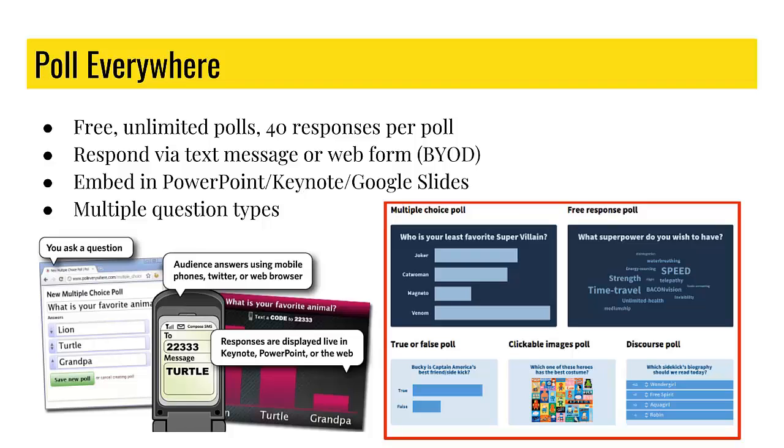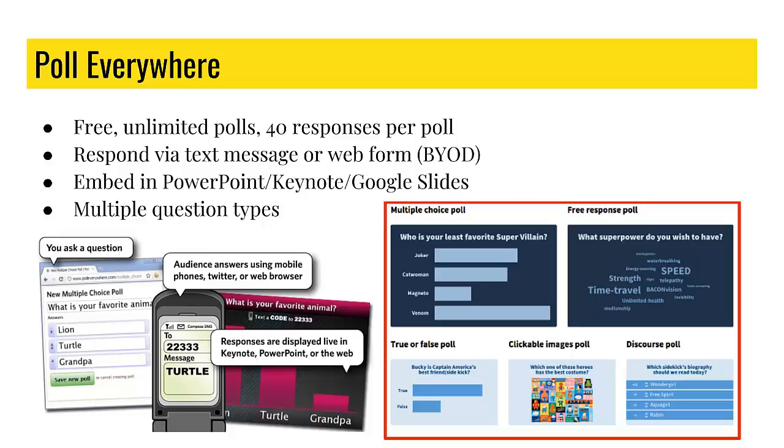This is nice because you don't need those CPS responders or those active vote responders that a lot of schools have. Students can use their own personal device. It's free, and you can have unlimited polls, although you are limited to 40 responses per poll with the free account. If you have classes larger than that, this may not be the tool that you want to use, or you may need to subscribe to have higher limits. I only use the free account.